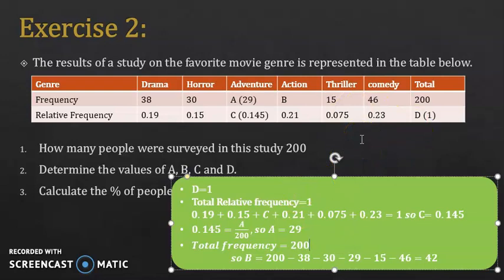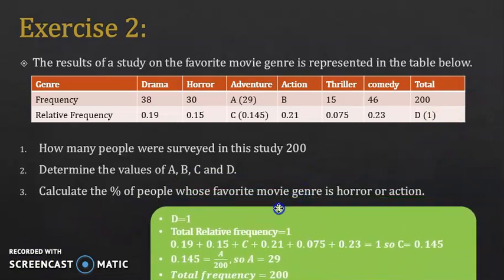Or another method, since now we have A, the only unknown in these frequencies is B. And we know that the sum of these frequencies will give us 200. So B would be 200 minus all these frequencies, and this will give us 42. Both methods work for sure.